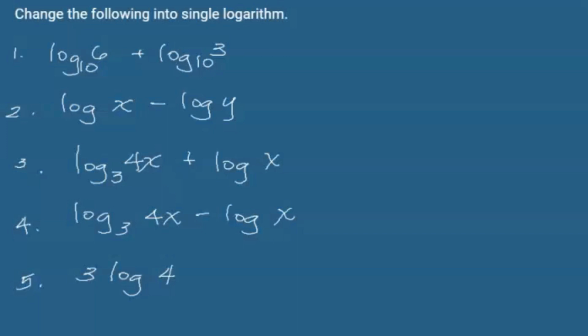So for number 1, it's the logarithm of 6 to the base 10 plus logarithm of 3 to the base 10. So this follows the first law of logarithm, or what we call the product law. So this is equal to logarithm of 6 times 3 to the base 10. So we can simplify that. So that's logarithm of 18 to the base 10.